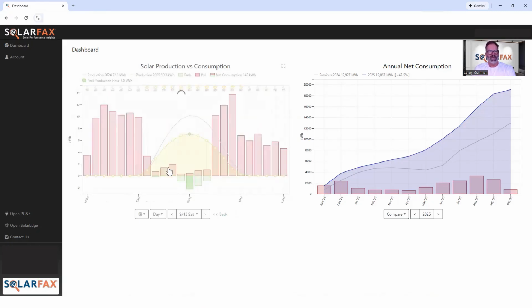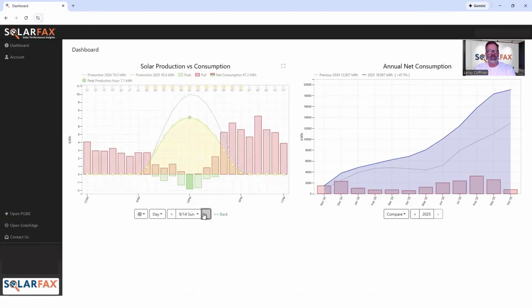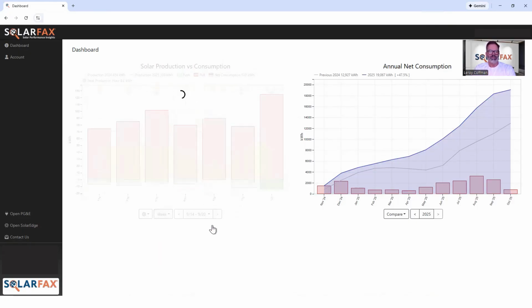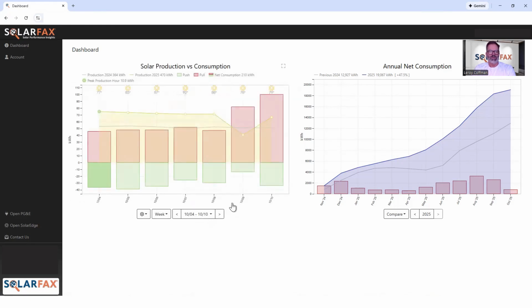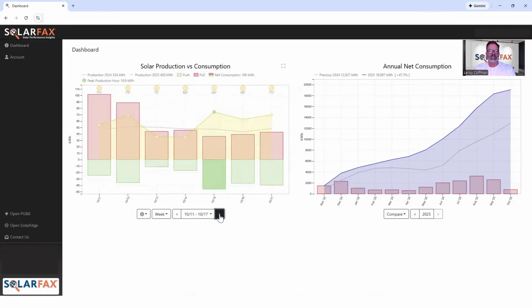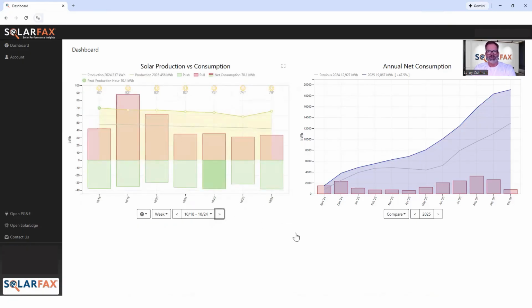So if we look at the days here, we can see that every day this year versus last year, we're producing less energy. But if we move forward into time, right about here, we can see that we're now just about back on track with what we've been doing previously. So a lot of insights that we can gain by looking at these two data sets.